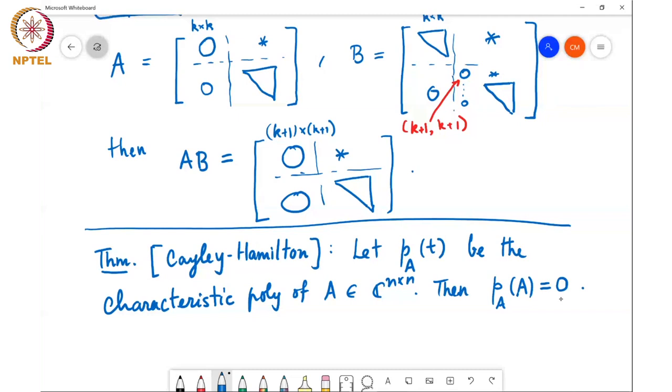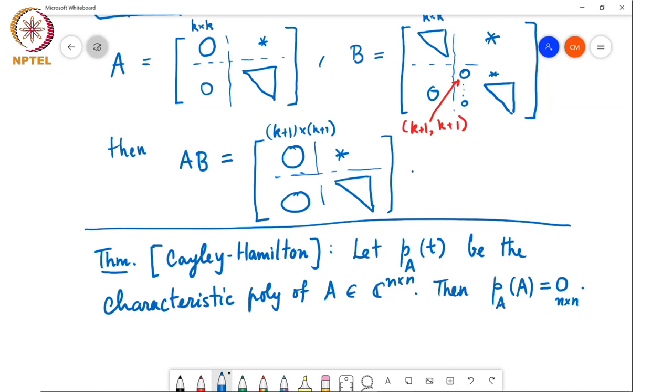This is a polynomial, but I'm evaluating the polynomial at T taking the value equal to an n cross n matrix A. So I'm replacing T with an n cross n matrix and evaluating the characteristic polynomial, and I get the all zero matrix. So this is a zero of size n cross n. That is what the Cayley-Hamilton theorem says, that any matrix satisfies its characteristic polynomial.